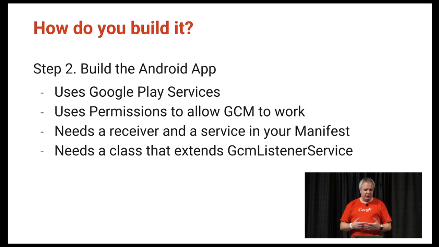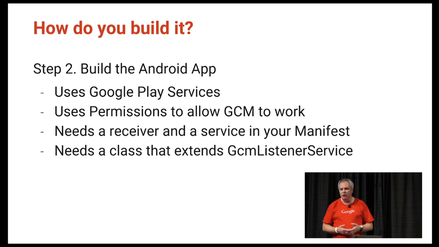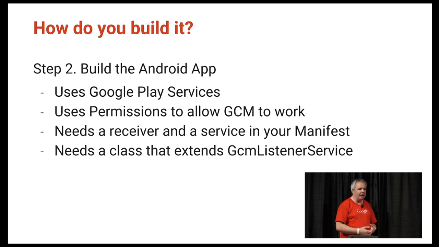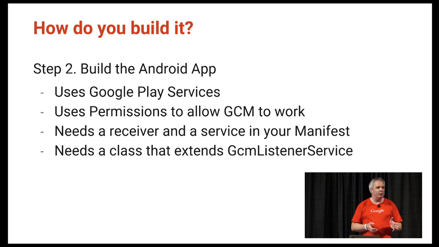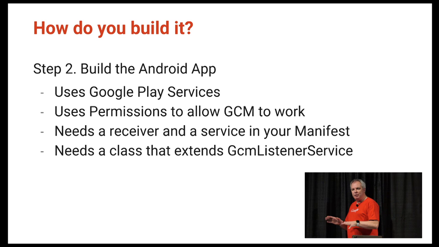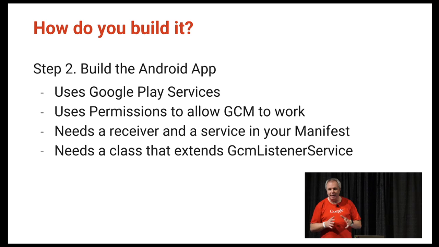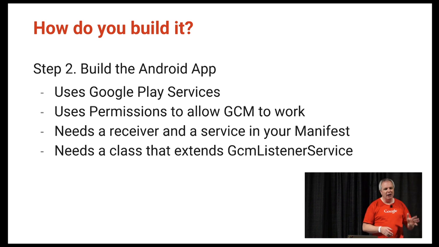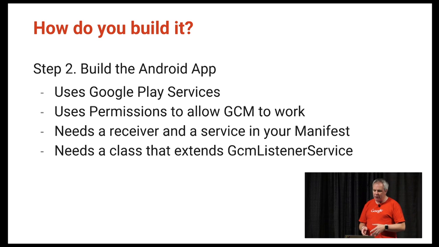Now, you need to set up some permissions in your Android application to allow Google Cloud Messaging to work. Typical things that you need to turn on, like internet access. In your manifest, you're going to do two things. You're going to add a receiver, and you're going to add a service. If this isn't clear, don't worry. I have code in a moment that shows it. I don't know if you're like me, I tend to think in code rather than in slideware, but I just want to list the things here. So you're going to need a receiver, and you're going to need a service in your manifest.